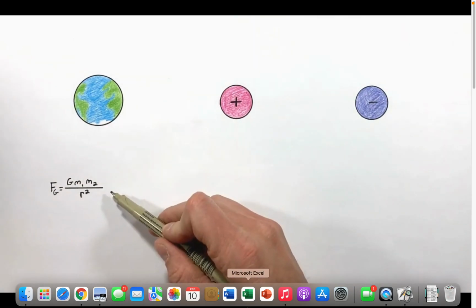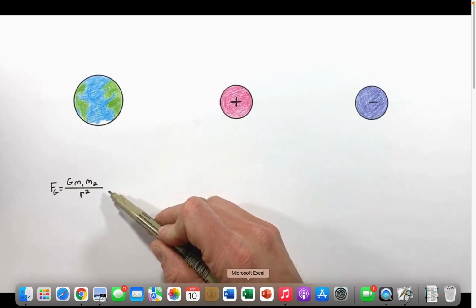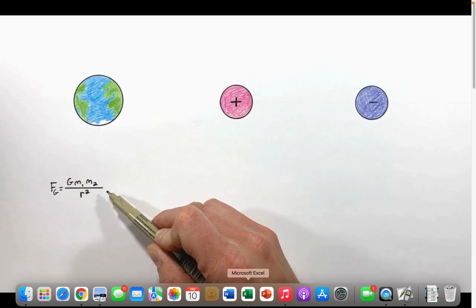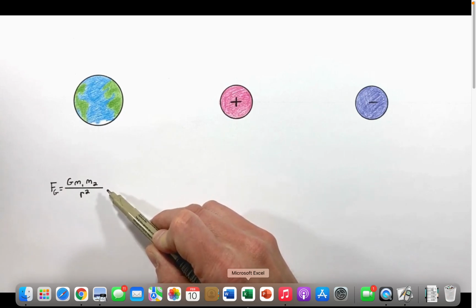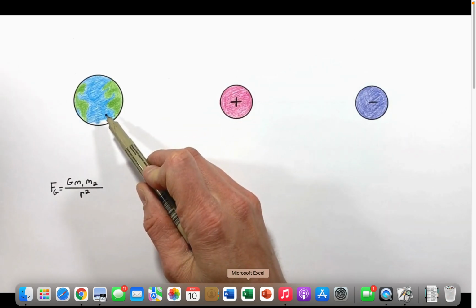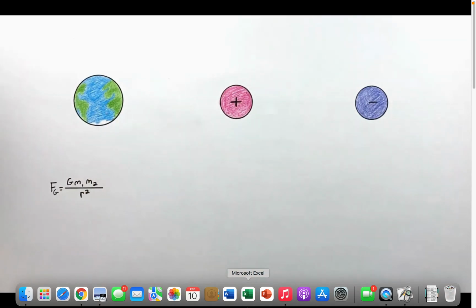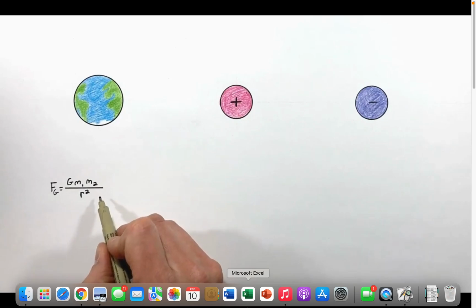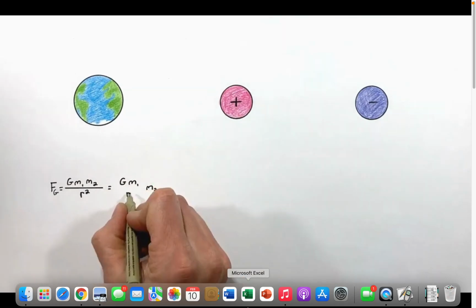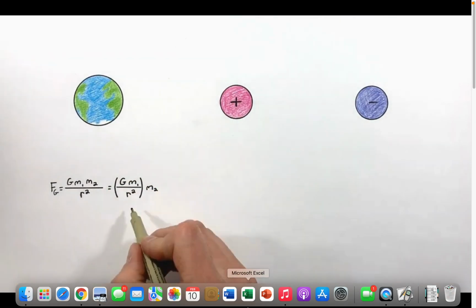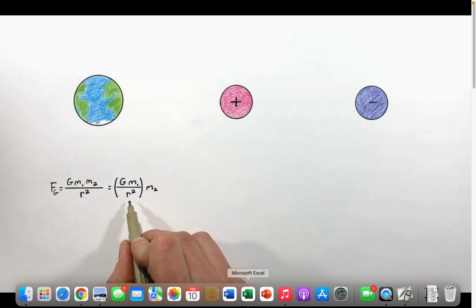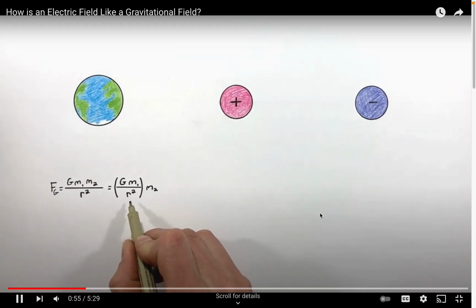And while you've probably seen and used this equation quite a bit, the idea of a gravitational field isn't something that comes up all too often. And that's because in physics, we typically refer to the gravitational field around the Earth as something else, the acceleration due to gravity. See, this equation can be rearranged. And it's this term right here, which we refer to more commonly as the acceleration due to gravity.